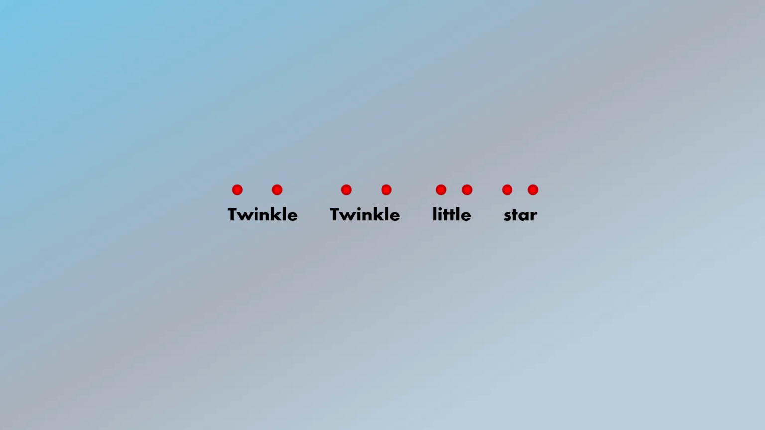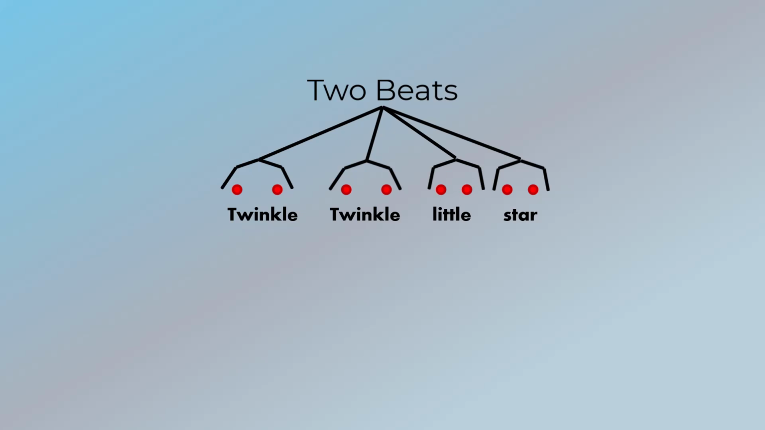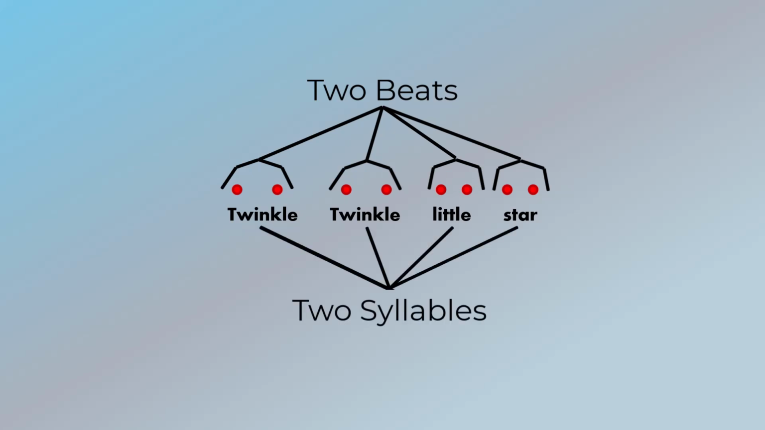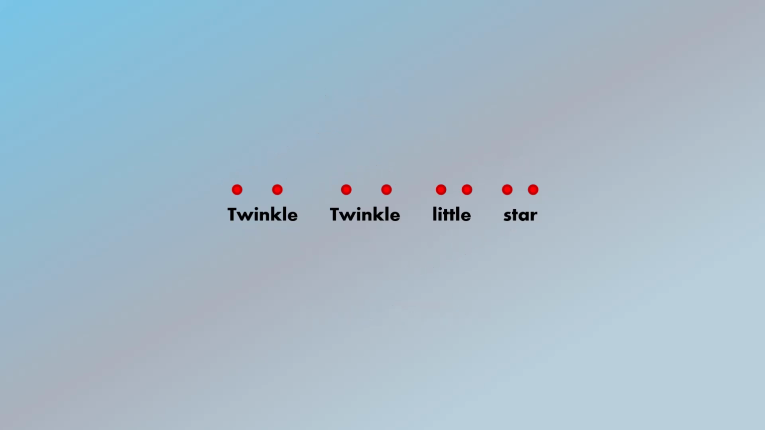The first is that in this example, all the words have 2 beats and 2 syllables, with the exception of star only having 1 syllable, but still having 2 beats. Musicians group these beats into something called measures.